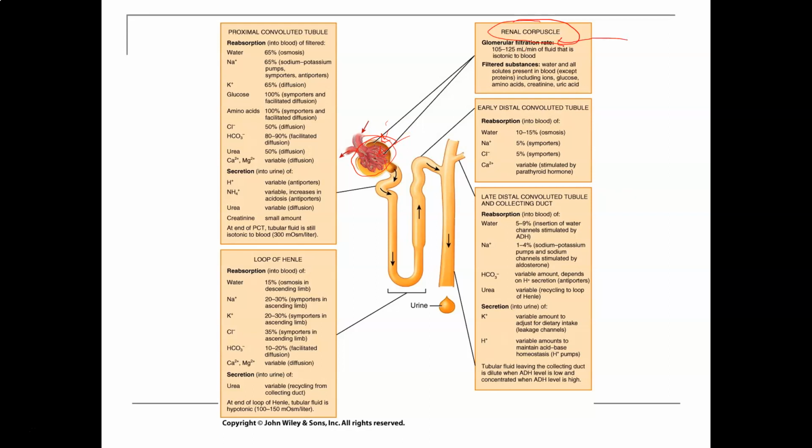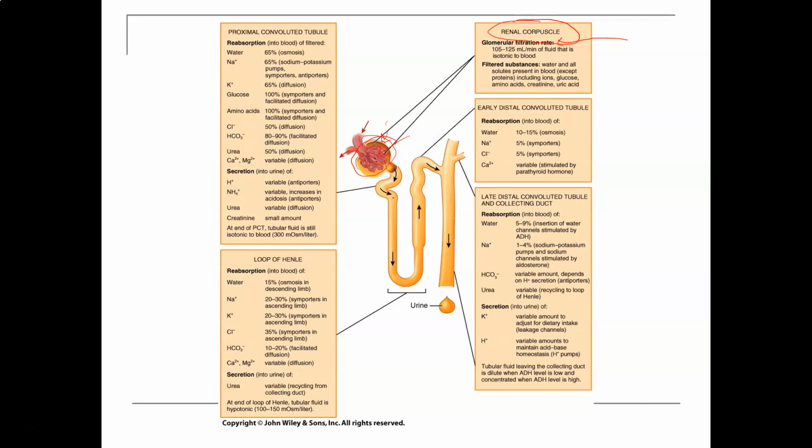Notice here they talk about the glomerular filtration rate. So you can measure how much plasma is filtered out of your blood per unit time. So volume per time, they call it the glomerular filtration rate.